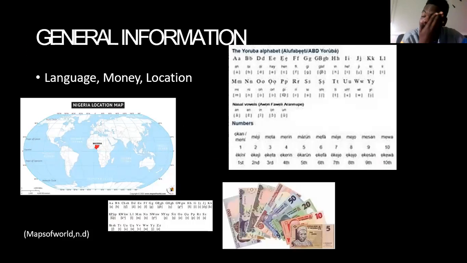Now we're going to talk about three things in this category of the general information: the language, the money, and the location. Nigeria is located beside the Atlantic Ocean and is one of the most popular African countries to this day. They actually have a lot of languages, but there are mainly three major ones: Yoruba, Hausa, and Igbo.